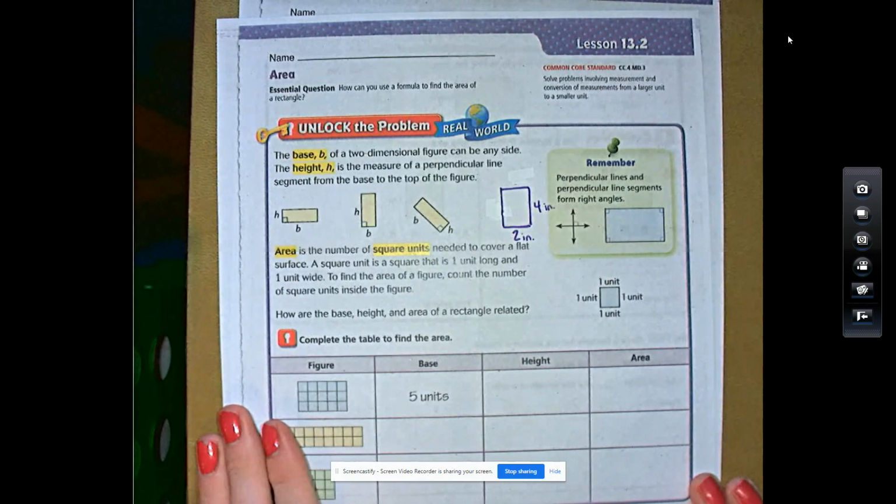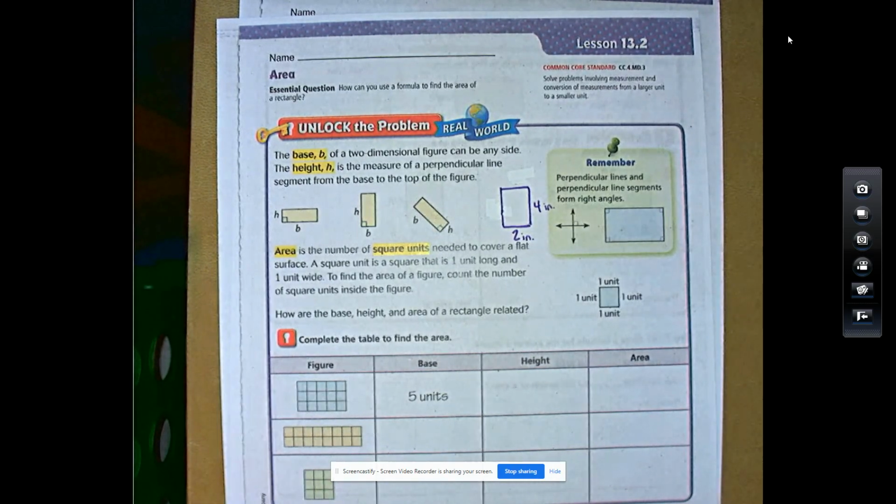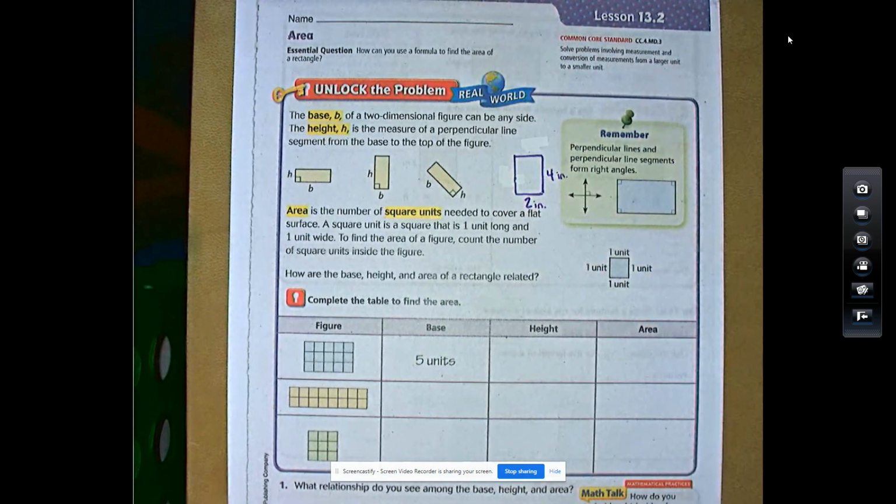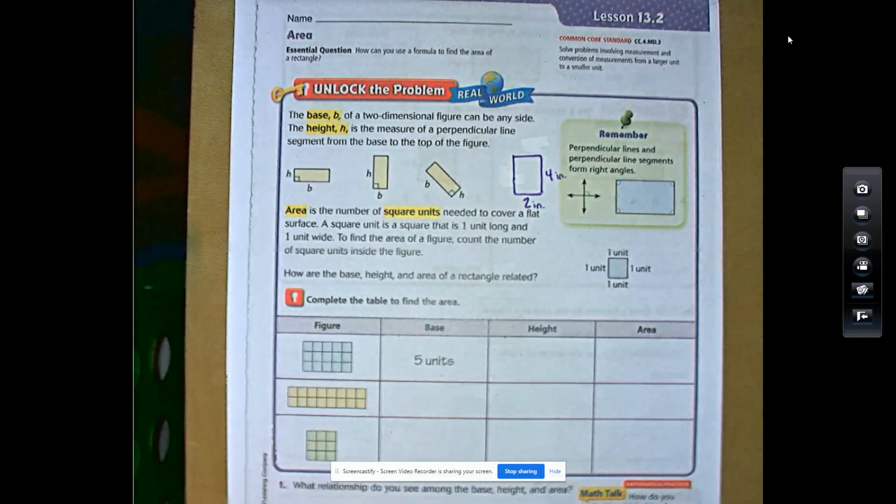Hey guys, so this morning we're doing area, which is lesson 13.2. If you remember from my 13.1 video, I talked to you a little bit about an activity that I usually do at school with Cheez-Its. You can do this with Cheez-Its, you can do it today.